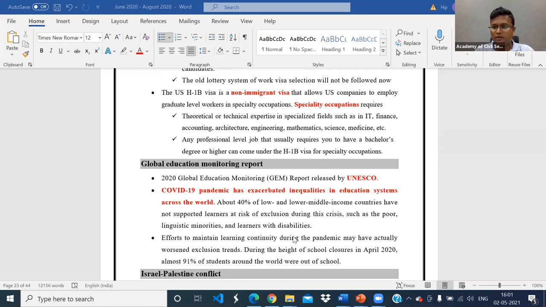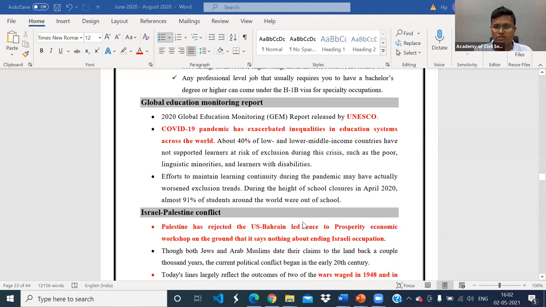The Global Education Monitoring Report is published by UNESCO. It has the report on how education was performing during COVID-19. Well, I have given a little bit. The poor people were unable to get into education during COVID-19 because they had no money for the internet.